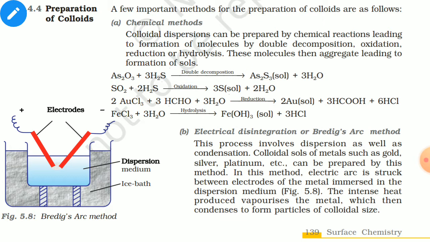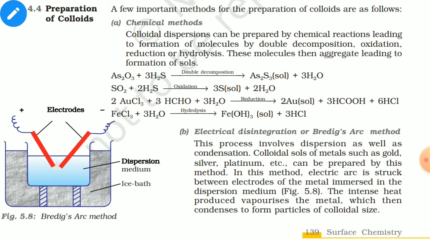The second method is Bredig's arc method. This process involves dispersion as well as condensation. Colloidal sols of metals such as gold, silver, platinum, etc. can be prepared by this method. In this method, an electric arc is struck between electrodes of the metal immersed in the dispersion medium. The intense heat produced vaporizes the metal, which then condenses to form particles of colloidal size.